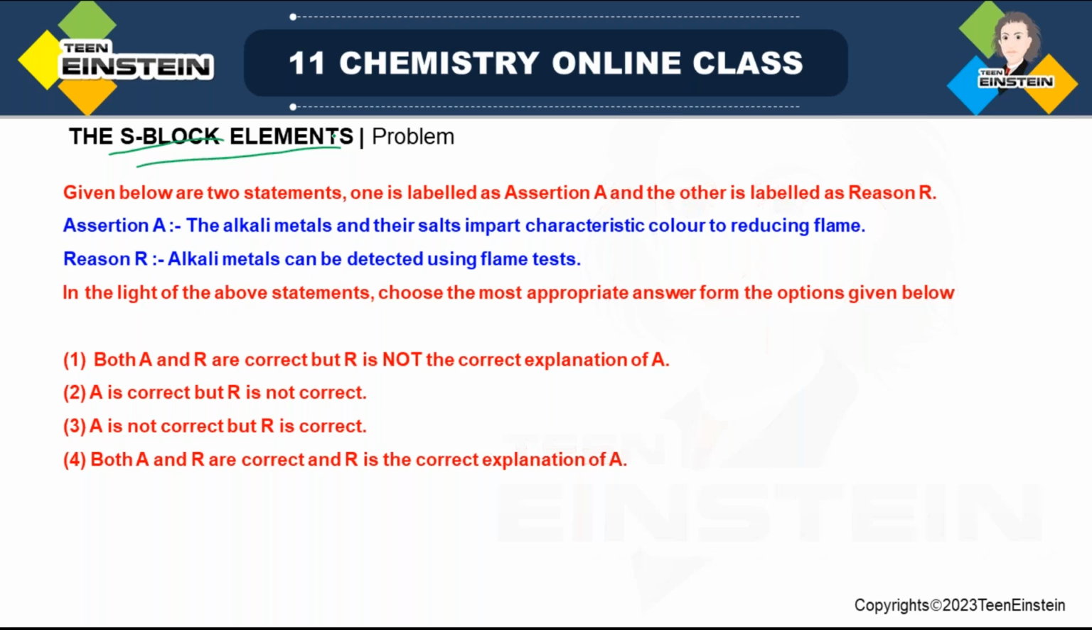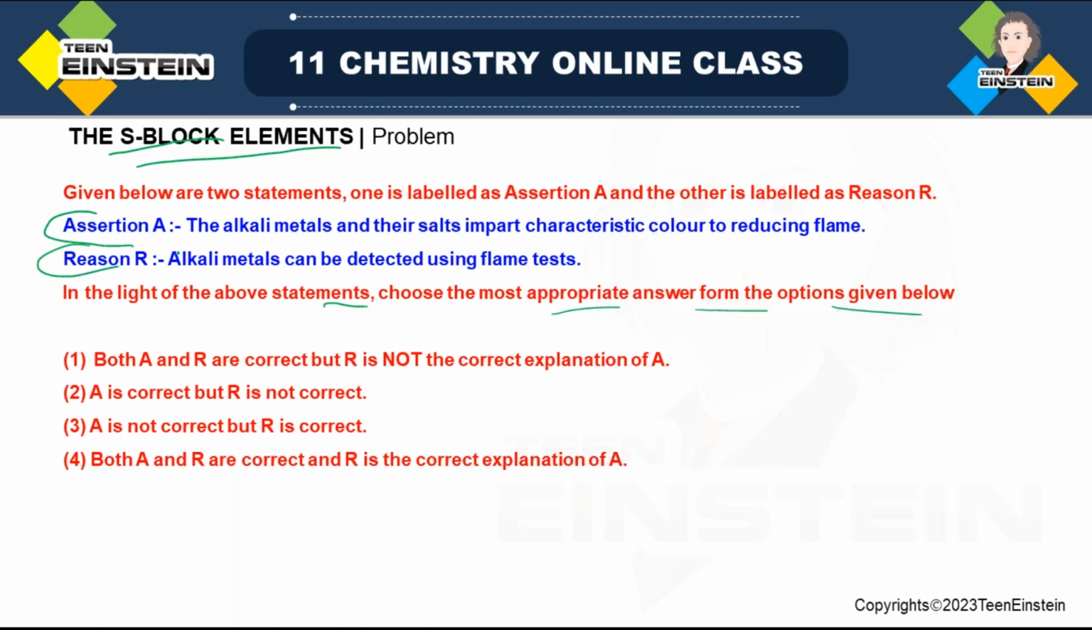But first we'll solve some problems based on whatever we have completed in the last class. Here we have an assertion-reason type of problem, and there will be two statements. In the light of the above statements, we have to choose the most appropriate answer from the options given below.